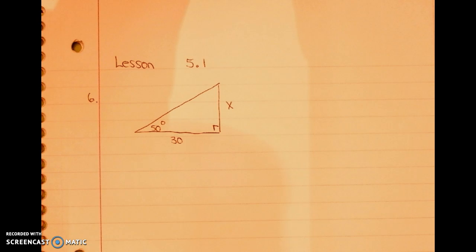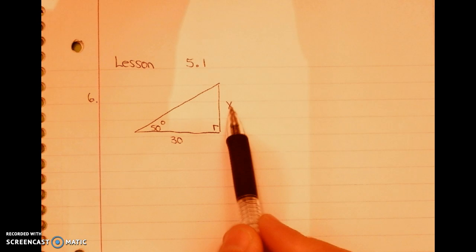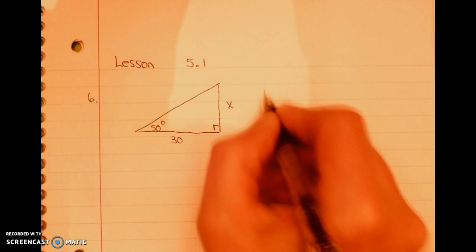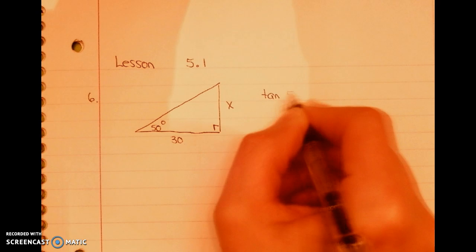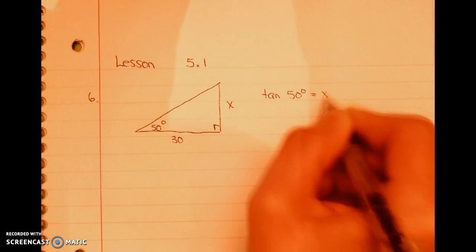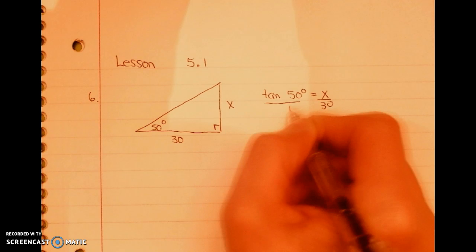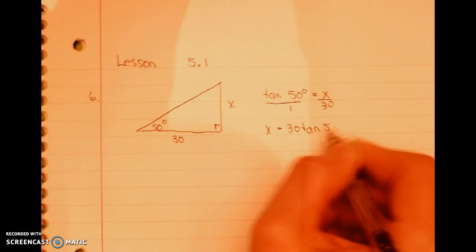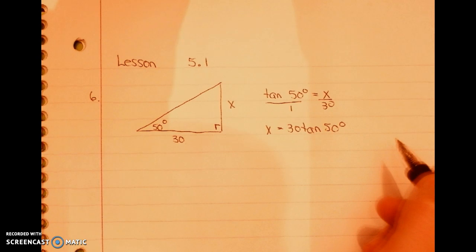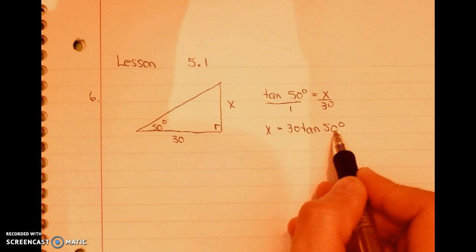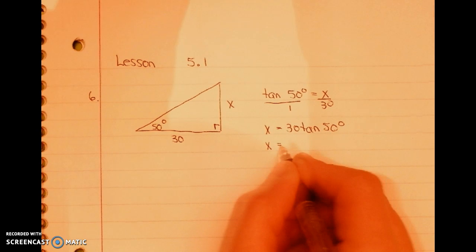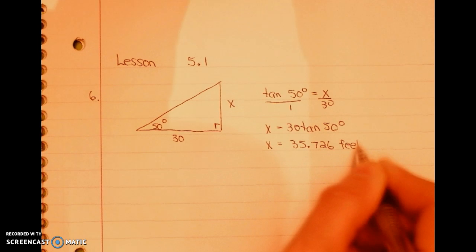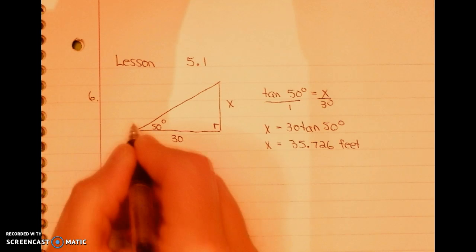So first thing I need to recognize is I have the information on opposite over adjacent, so that means I'm going to use tangent. So we have tangent of 50 degrees equals x over 30. I'm going to cross multiply, and I get 30 times tangent of 50 degrees. When using your graphing calculator, you have to make sure that you are in degree mode. When I solved this on my calculator, I got 35.726 feet.